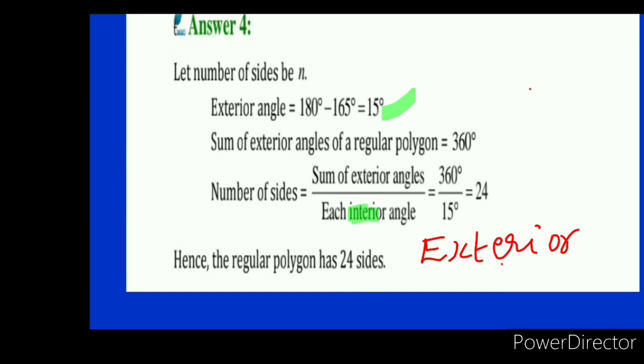I hope you understood till now. Is this confusing? Don't get confused with anything. For exterior angle, nothing but 360 should come to your mind. If they ask number of sides, you should divide by angle. If they ask angle, you should divide by number of sides. But in the numerator, for both the cases, 360 will be there.